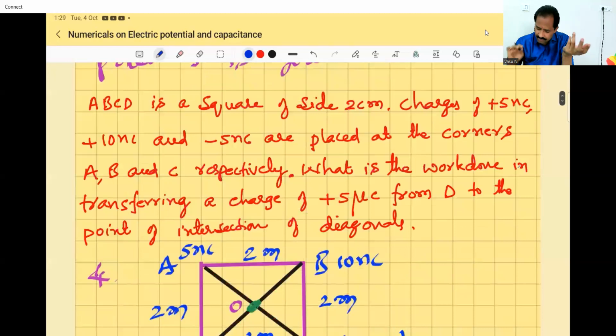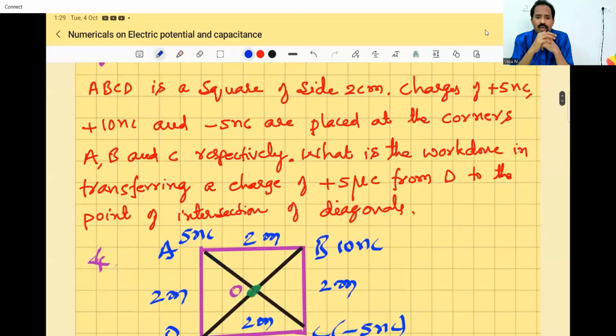Look at this. Read the question. ABCD is a square of side 2 centimeter. Charges of plus 5 nC, plus 10 nC and minus 5 nC are placed at the corners A, B and C respectively. What is the work done in transferring a charge of plus 5 microcoulomb from D to the point of intersection of diagonals?